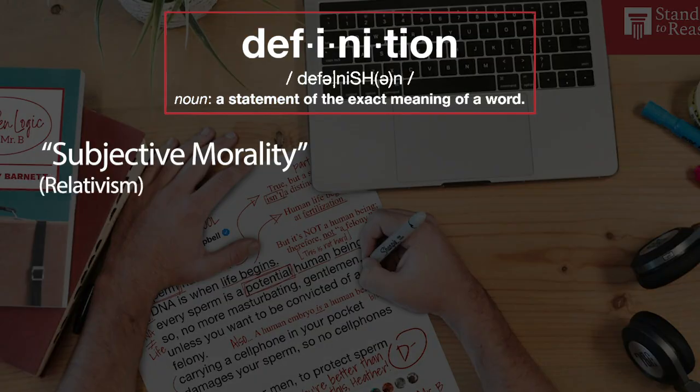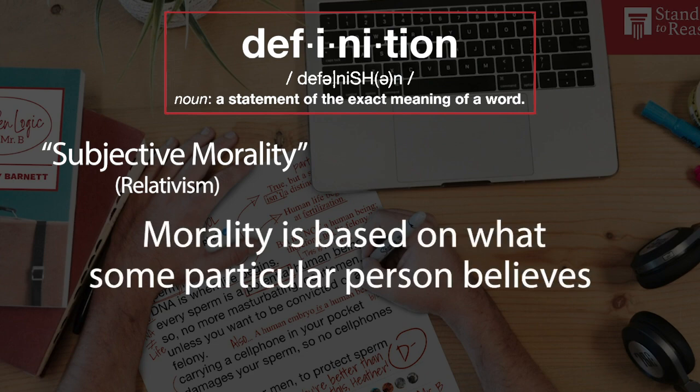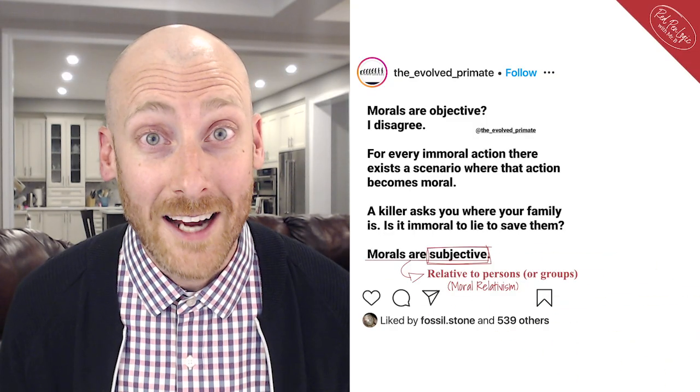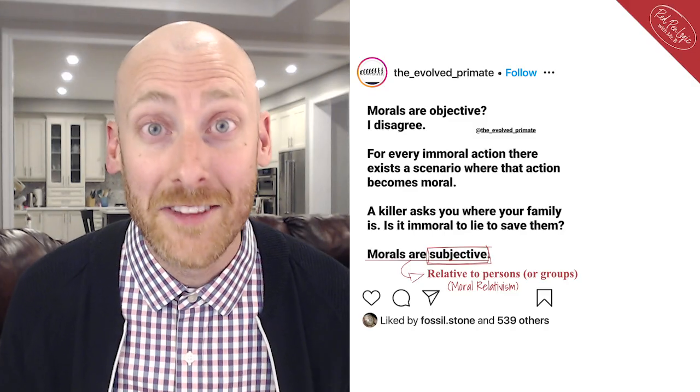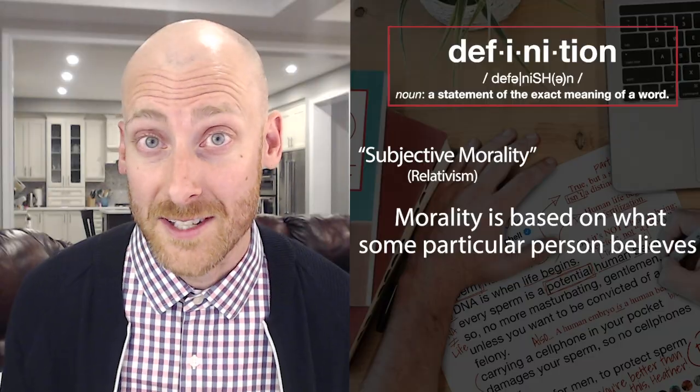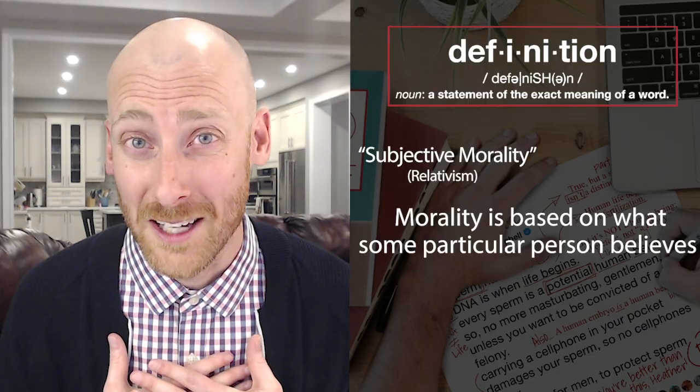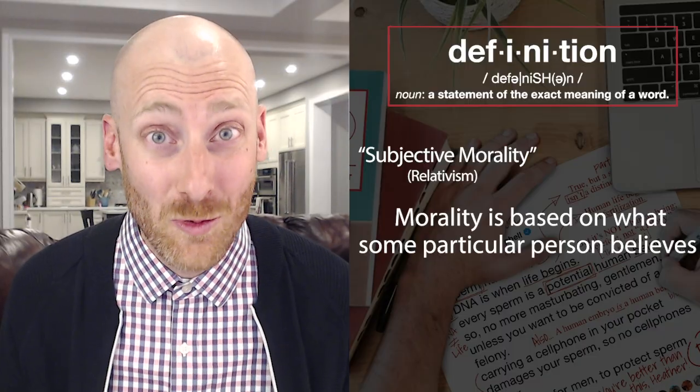All right, it's time to red pen this primate. The Evolved Primate seems a bit puzzled on what it means for morality to be subjective. So let's define some terms. Pay very close attention here because lots of little primates get confused on this. Subjective morality, also called relativism, is the view that morality is based on what some particular person believes. On this view, what is right and what is wrong depend completely on the individual or the subject. That's why they call it subjectivism. On relativism, premarital sex may be wrong for me, but the exact same behavior might be right for someone else.